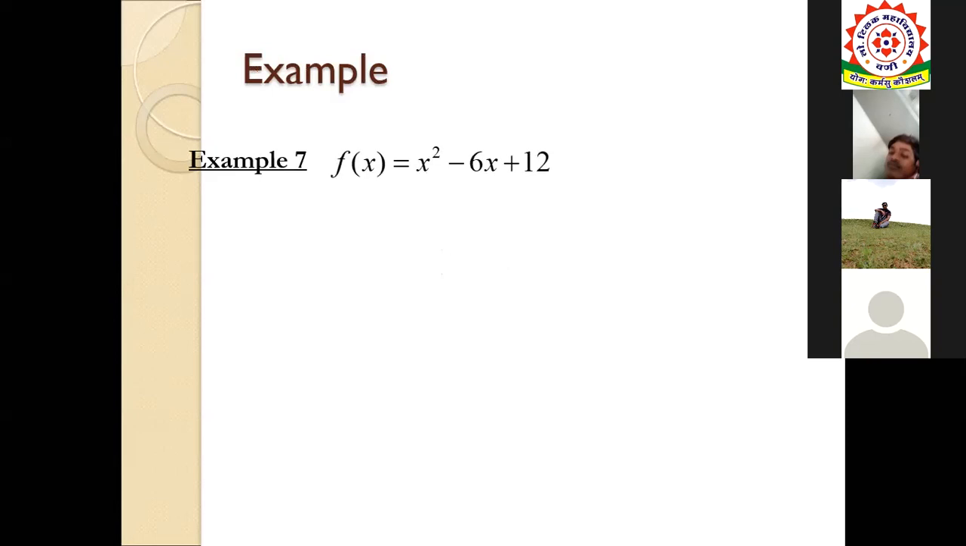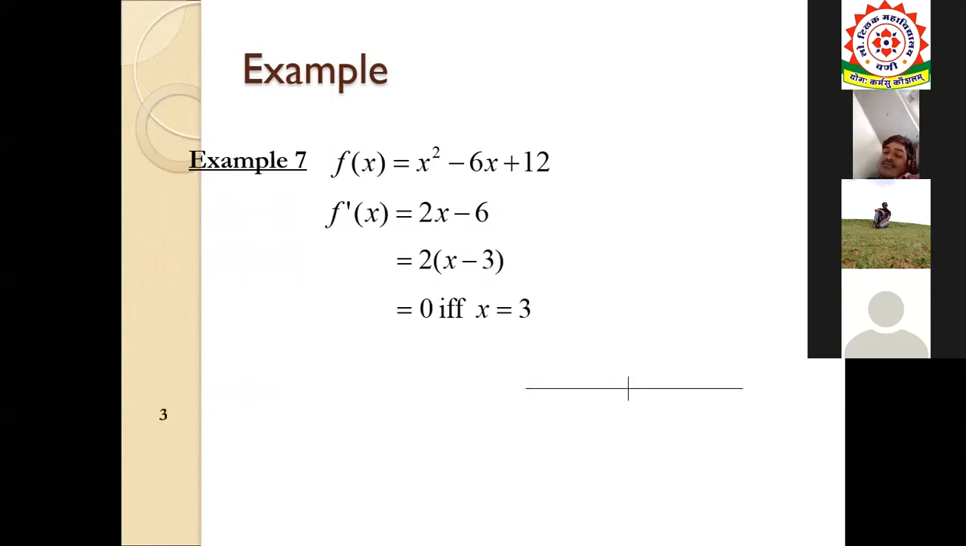f of x is x square minus 6x plus 12, f dash of x is 2x minus 6, factor 2 times x minus 3. The condition is derivative equal to 0, where is the derivative 0? At x equal to 3.